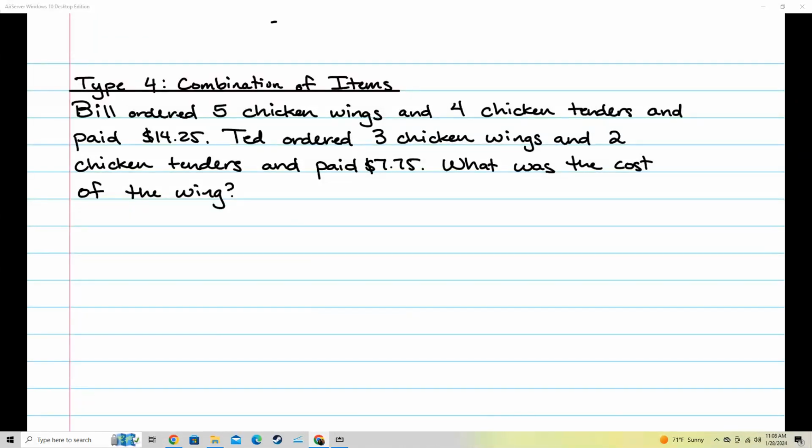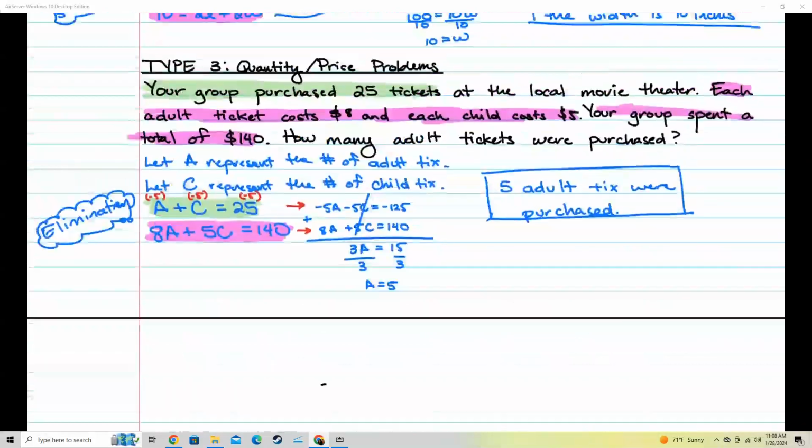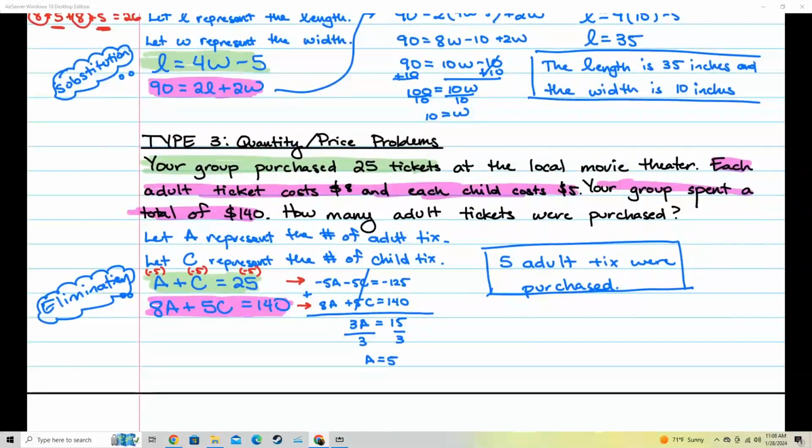It says Bill ordered 5 chicken wings and 4 chicken tenders and paid $14.25. Ted ordered 3 chicken wings and 2 chicken tenders and paid $7.75. What was the cost of the wing? Notice that in both of them, they gave you two different things that were being purchased as well as the total. And they didn't say anything like, oh, there were 4 more chicken tenders than twice the amount of wings or something like that, right?